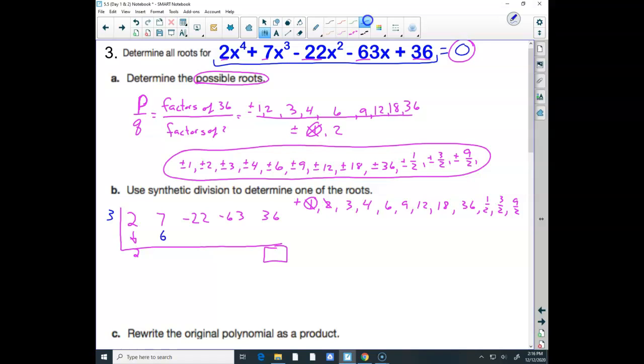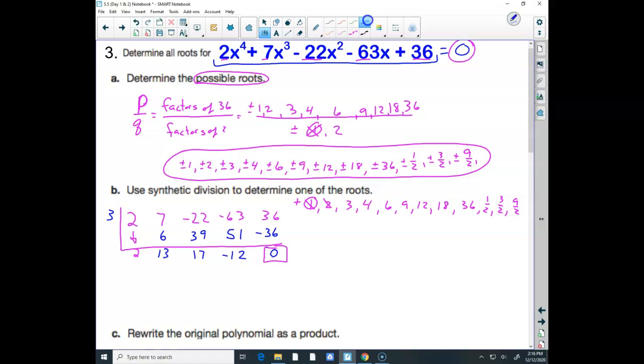2 times 3 is 6. Plus 7 is 13. Times 3 is 39. Plus negative 22 gives me 17. Times 3 gives me 51. Plus negative 63. Ooh, look at that. Gives me negative 12. Times 3 gives me negative 36. Bingo, I got one. Woo-hoo!